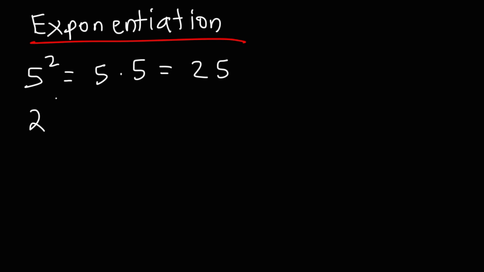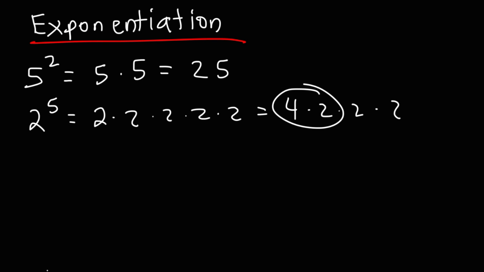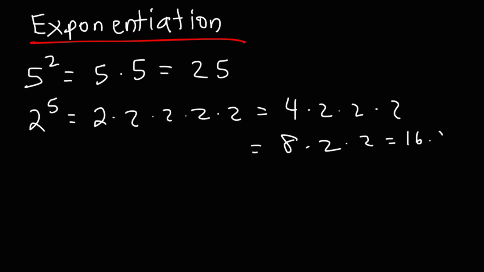Now let's reverse the numbers. Let's say if we want to calculate 2 to the 5th power. 2 to the 5th power is equivalent to multiplying 5 2's. 2 times 2 is 4. And so we're left with this. 4 times 2 is 8. 8 times 2 is 16. 16 times 2 is 32.